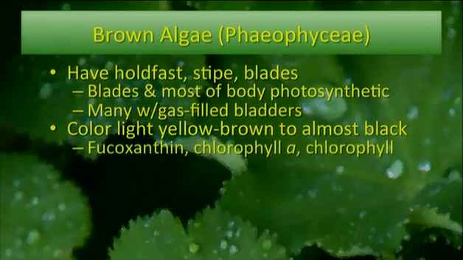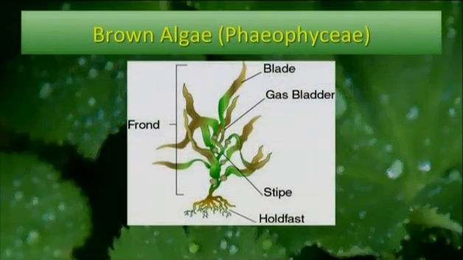So you have these pigments, fucoxanthin, you have chlorophyll A, okay. I think chlorophyll B, chlorophyll C. Anyway, here's a look at a brown alga, okay. You can see the bladders, you can see the blade, okay, the stipe and the holdfast.